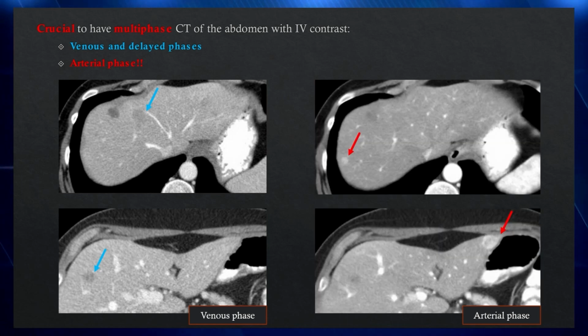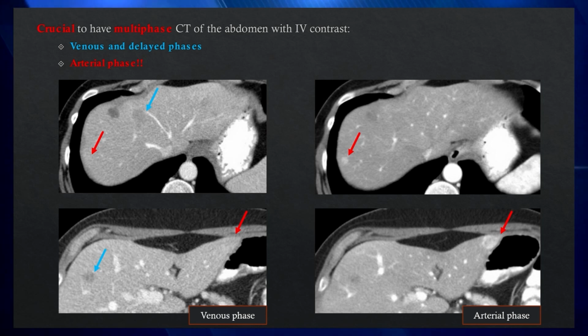So in this case, on the right side of the screen, you see these couple of lesions that are bright. They took up the dye very quickly on the arterial phase. And if you look on the left side of the screen, we don't see them on the venous phase, which is our standard phase for most imaging.